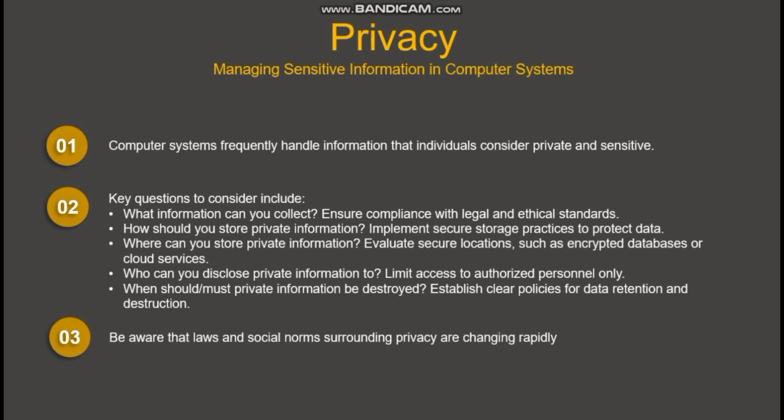Computer systems often manage sensitive information that people want to keep private. It's important to consider what information can be collected legally and ethically, as well as how and where to store that information securely. Companies must also be careful about who they disclose private information to, limiting access to authorized users only. Additionally, there should be clear guidelines on when private information should be destroyed. As laws and social norms regarding privacy are evolving quickly, organizations need to stay updated and adapt their practices accordingly.